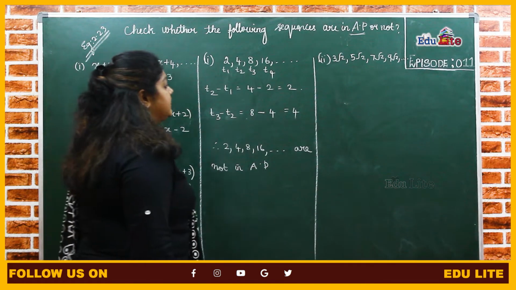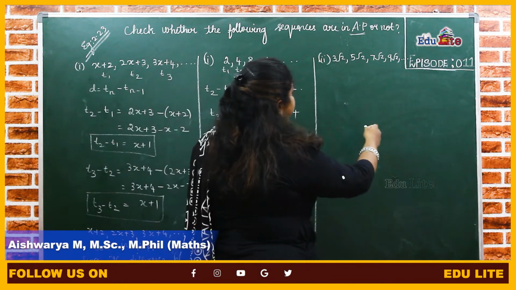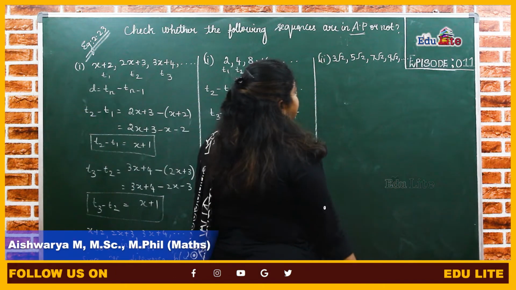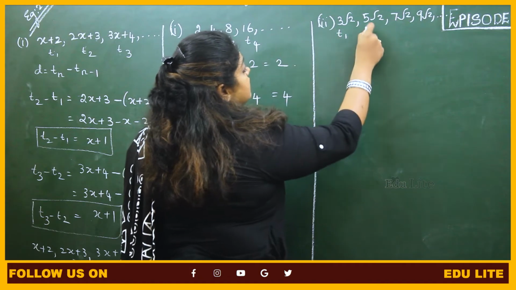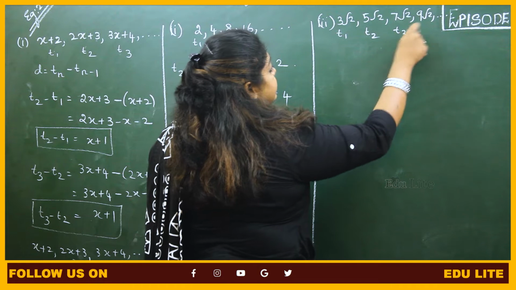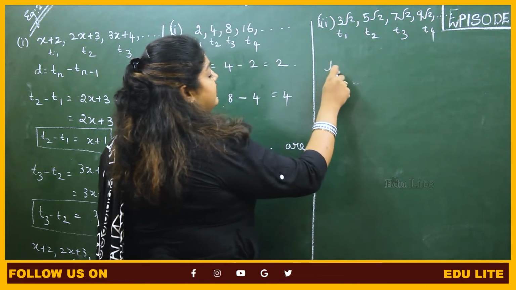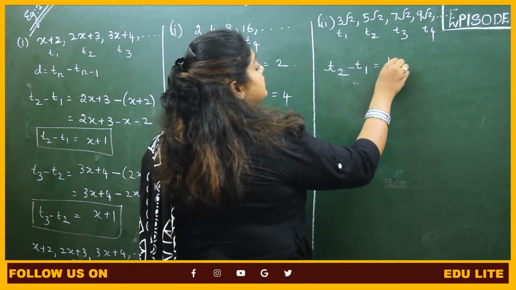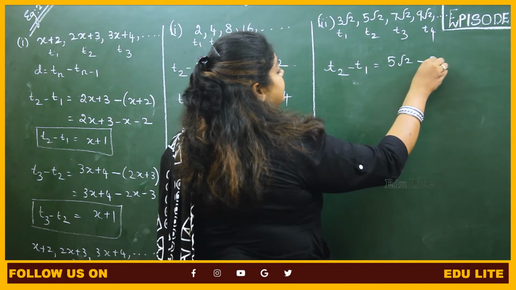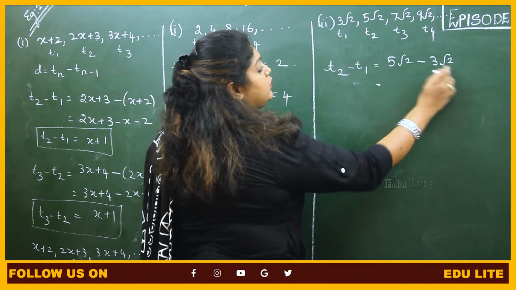We will move on to the third subdivision. We follow the same steps to find whether the given sequence is an AP or not. First we consider T1, T2, T3, T4. So first we have to find T2 minus T1. T2 value is 5 root 2 minus T1 value is 3 root 2. I am taking root 2 in common.